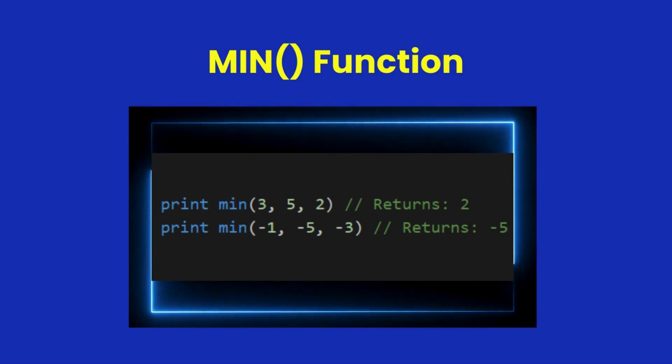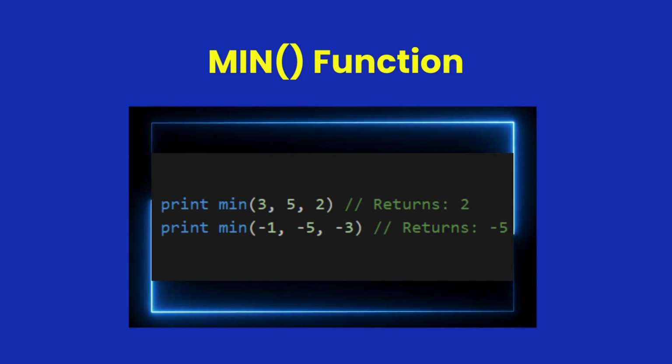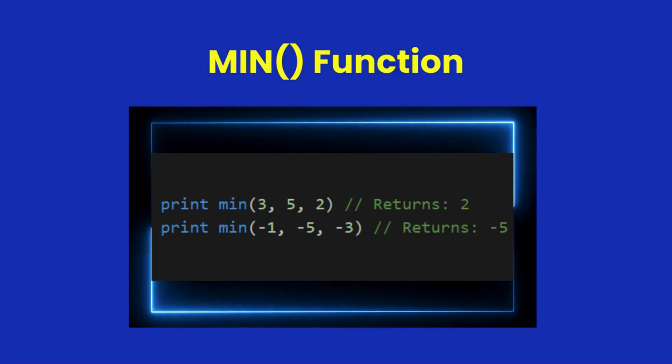The min function returns the minimum value among its arguments. Examples include: the min function helps you find the smallest value in a set of numbers.